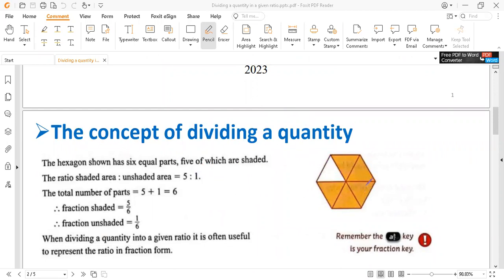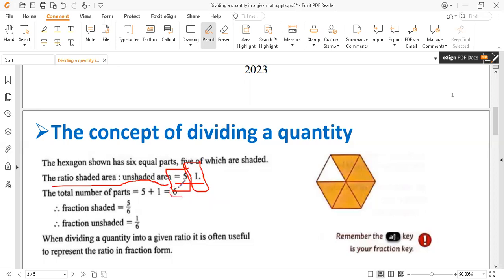We have the hexagon here, and they told us that the hexagon shown has 6 equal parts, 5 of which are shaded. So normally we divide the hexagon into 6 equal parts, and we shade 5 parts of it. So the ratio of shaded area to unshaded area is 5 to 1. 5 shaded to 1 unshaded.